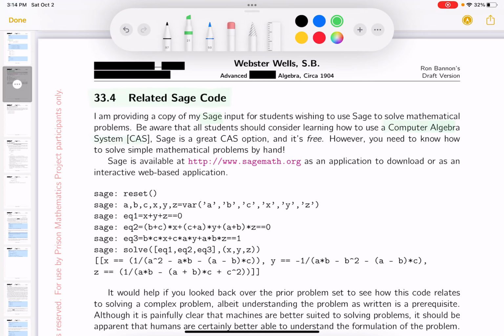What's Sage? A computer algebra system. It's free. What I mean by that, it's open source software. Go to this website. You can download the application or use the interactive web-based application and try to do some of this coding here. All right, you might just type that in there and see what it comes up with. All right, not bad to do, not bad to try.